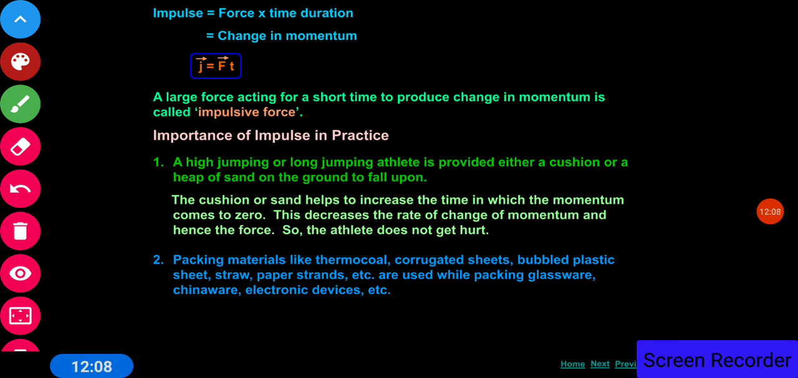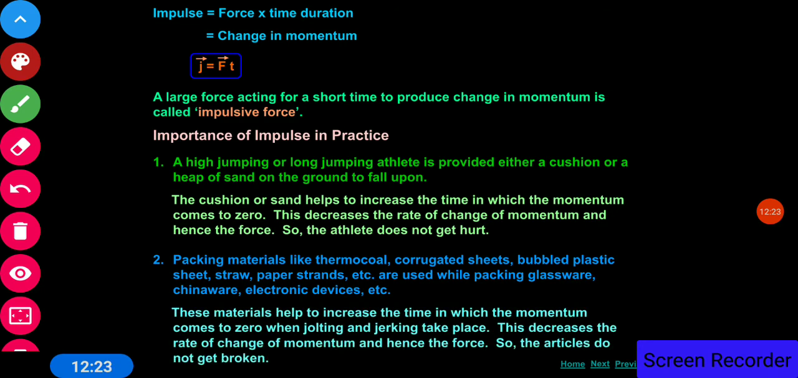Packing materials like thermocol, corrugated sheets, bubbled plastic sheets, straw, paper strands, etc. are used while packing glassware, chinaware, electronic devices, etc. These materials help to increase the time in which the momentum comes to zero when jolting and jerking takes place. This decreases the rate of change of momentum and hence the force, so the articles do not get broken.